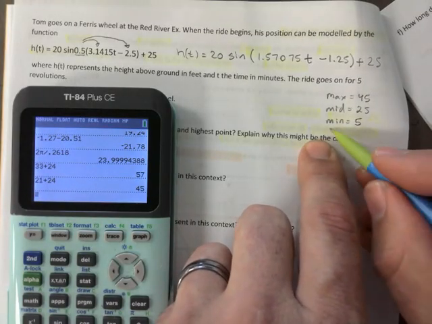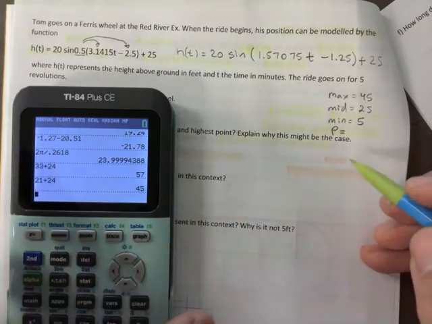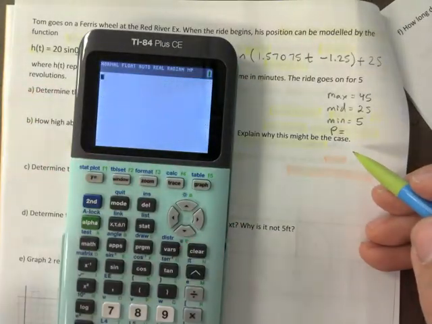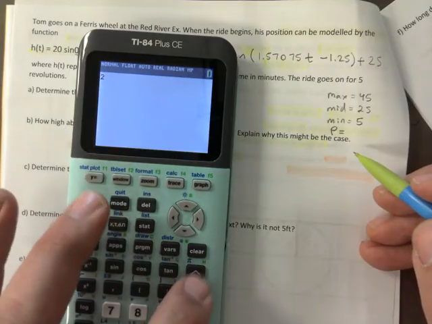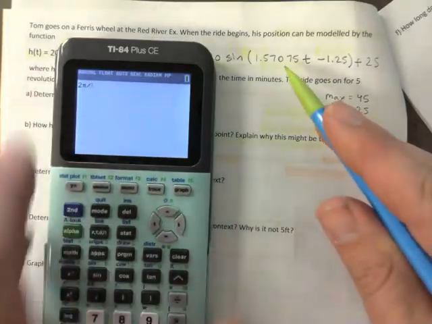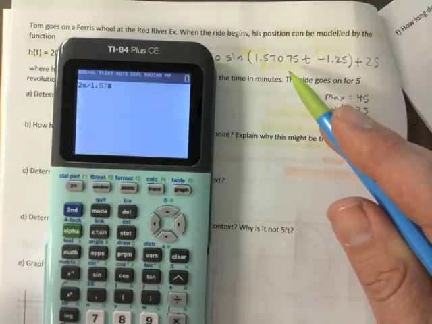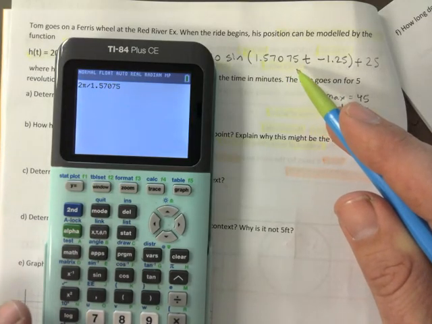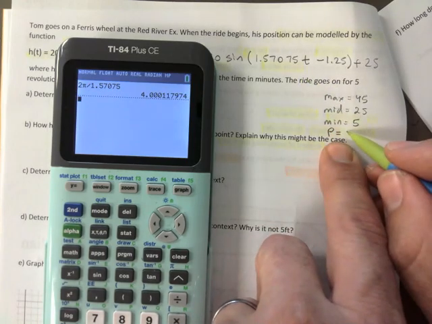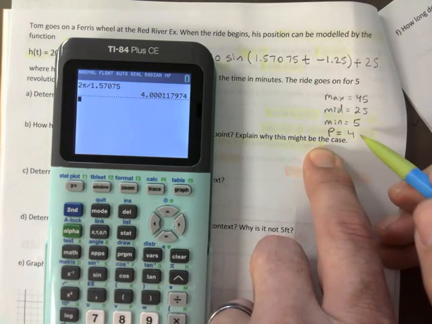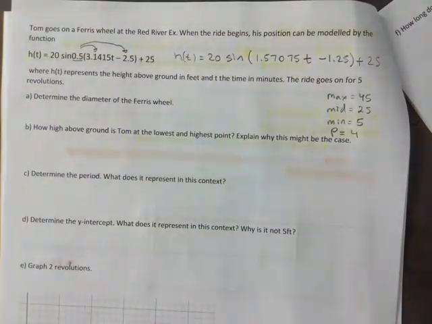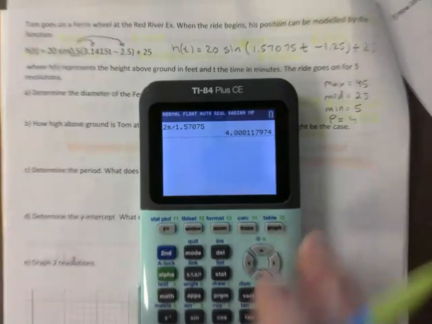And the last thing I do is the period. You don't even have to show the work. You just do it on your calculator. You go 2 times pi divided by this, 1.57075. There it is. It's 4. Once we've done that, we're actually going to read the question and see what everything is, what units we're dealing with and all of that.